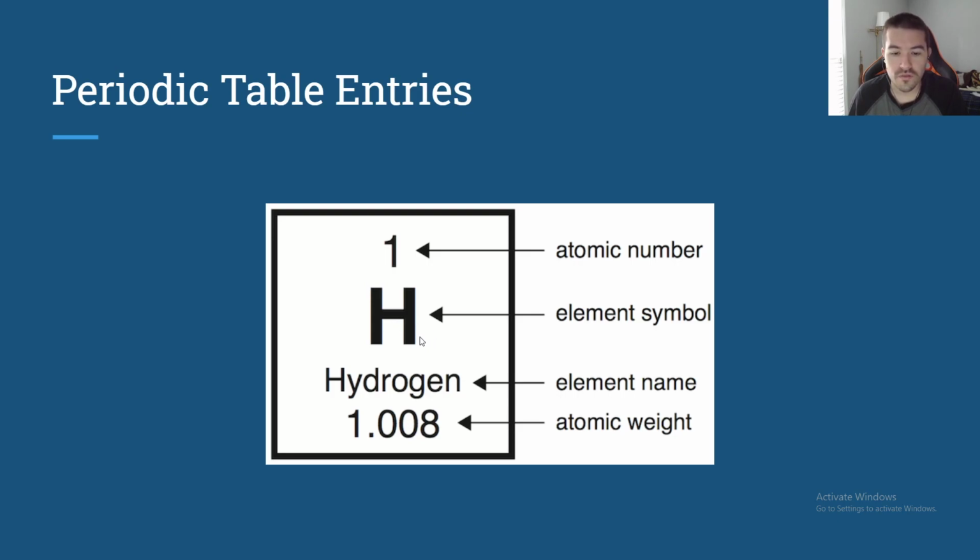Okay? So it's never going to be two uppercase letters next to each other. If you see two uppercase letters next to each other, that means that it's two different elements, right? Like if it was HC, that'd be hydrogen and carbon, okay? But if it's uppercase, lowercase, that means it's just one element. Okay, they also give us the element name and then the atomic weight or the atomic mass. We'll use this a little bit more down the line.